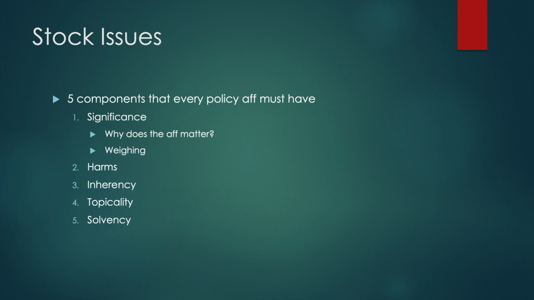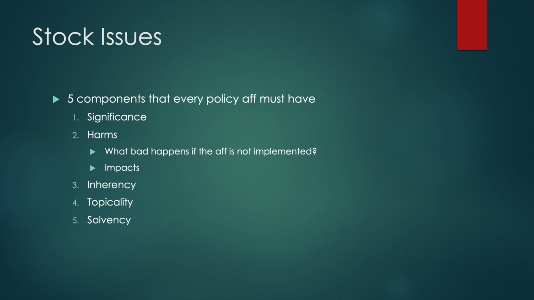Significance is why does the aff matter? Think of it as kind of a setup for weighing. Harms is what bad happens if the aff is not implemented. Think of this kind of similar to impacts.